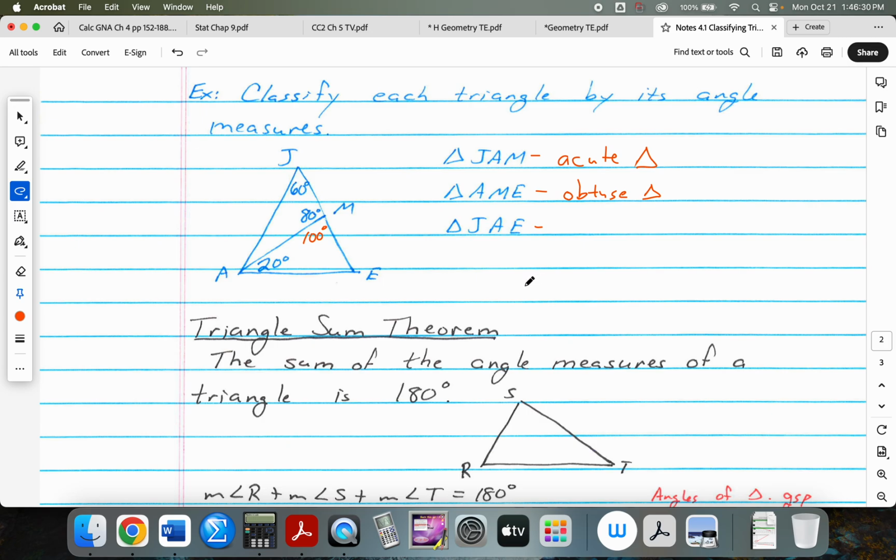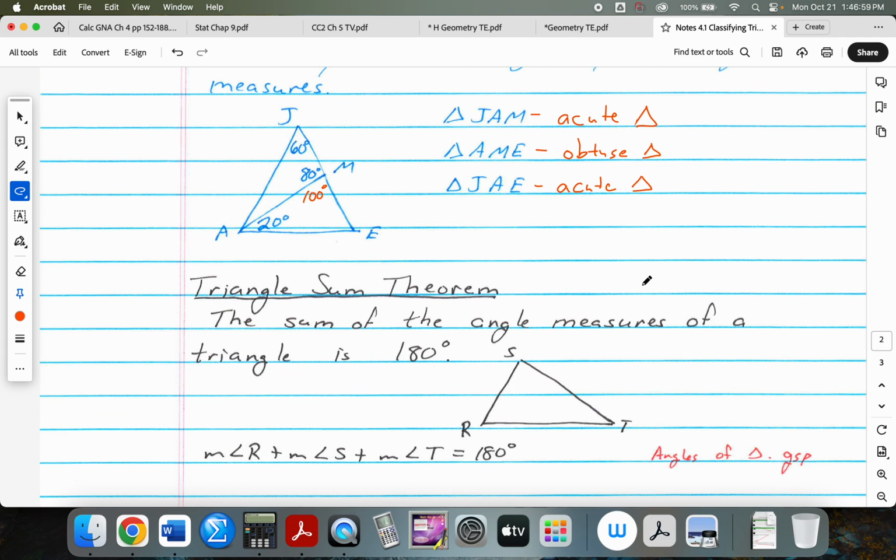And then triangle JAE, at least judging by the way that it looks, doesn't look like it has any big angles in it. It appears to be at least an acute angle, or excuse me, an acute triangle. Now, again, those are all terms that you have used before. Again, equilateral and equiangular may be new to you, but the rest of them should be things that you have at least heard before, even if you have forgotten them.